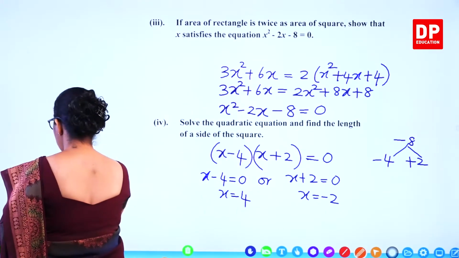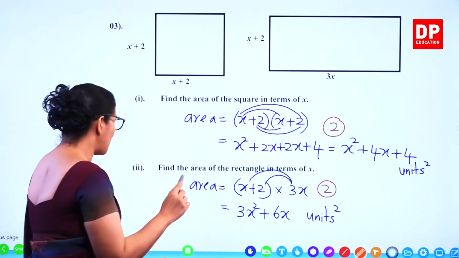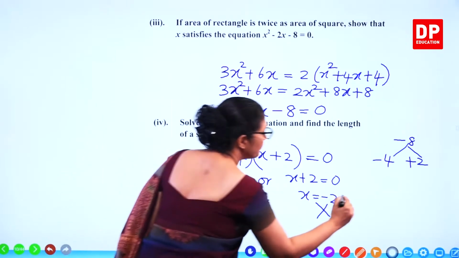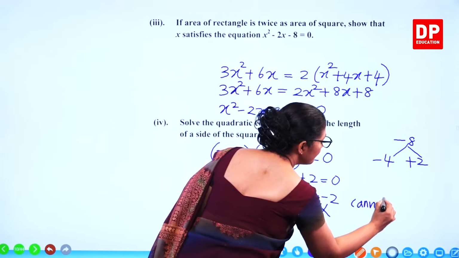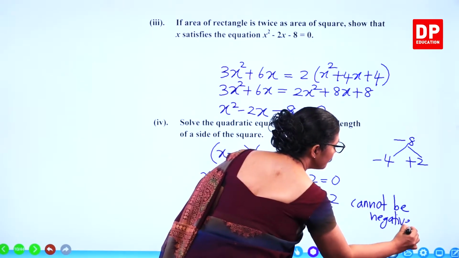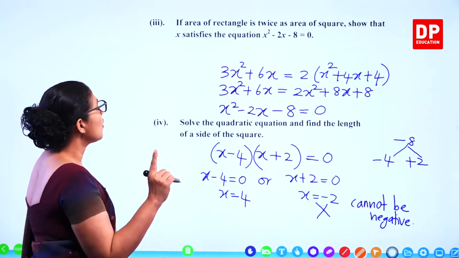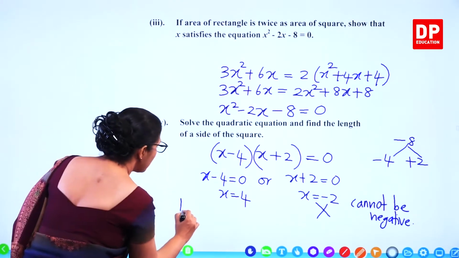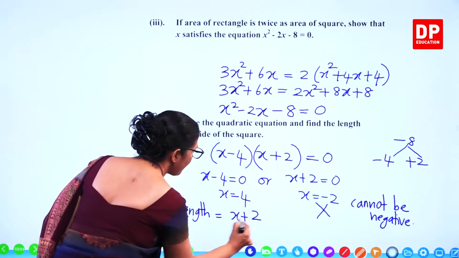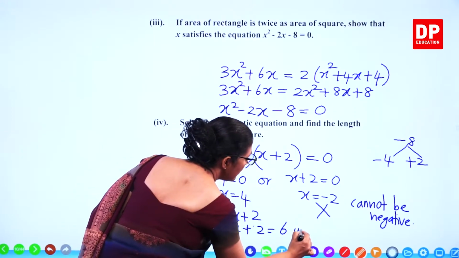Can we get a negative answer for x? Length cannot be negative. So we have to ignore the negative value. So that means x equals 4. So we have to find the length of the side of the square. So the length is x plus 2. 4 plus 2, that means 6 units.